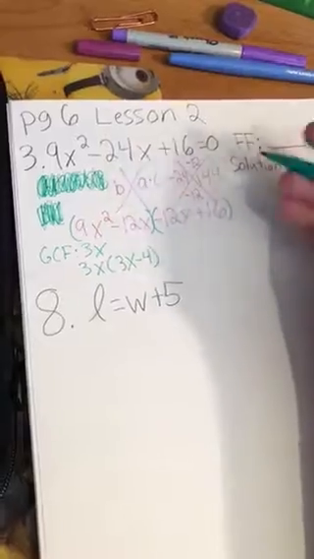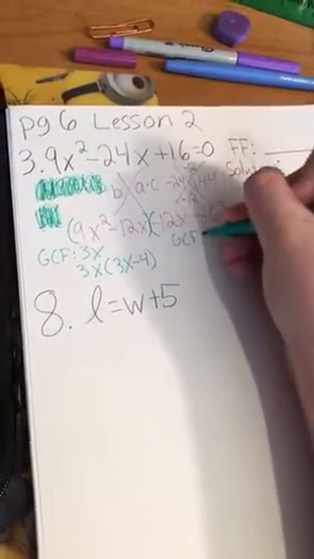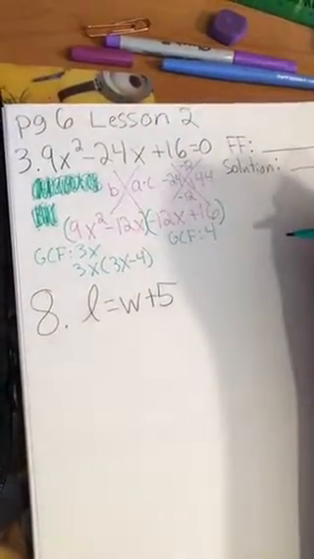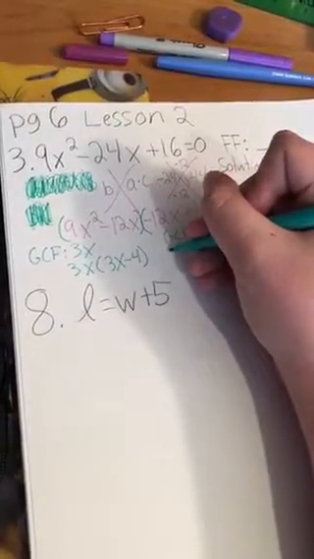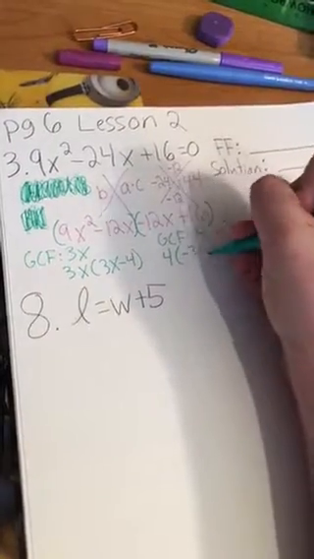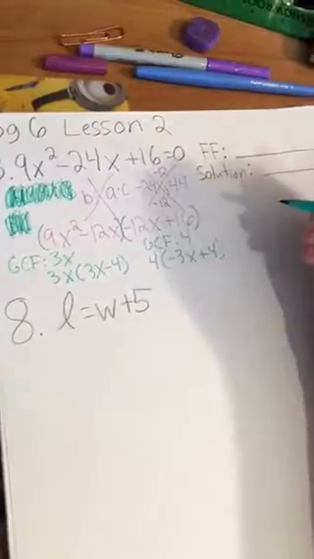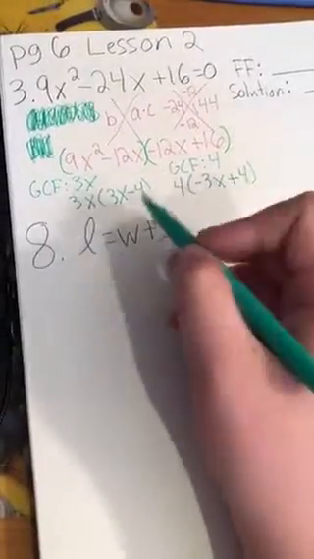The same thing needs to happen with the second group. Your greatest common factor is 4. Now, when you divide this out, you have 4 on the outside, and then you have a negative 3x plus 4. Now remember in the other videos that we needed our repeating parentheses to match up. In this one we do not.